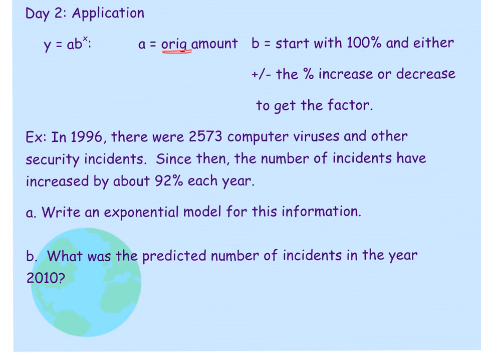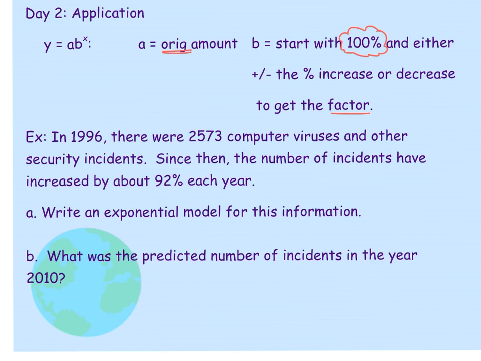To calculate B, we start with 100% because 100% is the original percent worth of that original amount. And we'll either add or subtract if we have a percent increase or decrease to that value. And that will allow us to get the growth or decay factor. We're not factoring, but that gets us the factor. All right, so here's what I'm talking about.